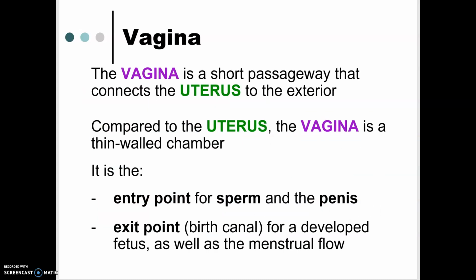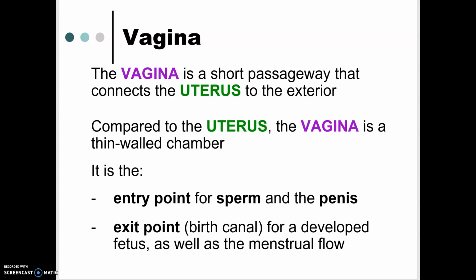Now, the vagina is a short passageway that connects the uterus to the exterior of the body. When you compare it to the uterus, the vagina is quite thin-walled, and the function of the vagina is it's the entry point for sperm and penis during intercourse, and it's the exit point. So this is also called the birth canal.